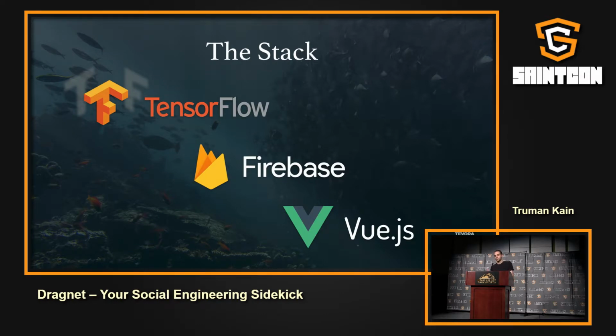So here's the stack. TensorFlow for machine learning, Firebase for a NoSQL database backend, Vue.js for the front end. It also uses things like Node and Express for the endpoint, and Asterisk for voice over IP. There may be better ways to do all this stuff. There are definitely better ways to do the machine learning. It's something I'm just getting up to speed with. So again, if you have any ideas, feel free to let me know.